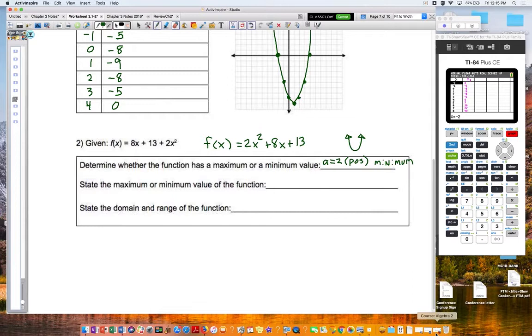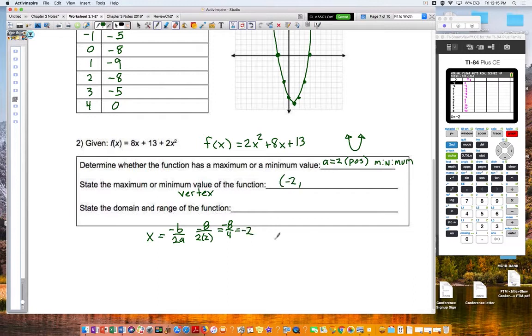So now it says state the maximum or minimum value of that function. Okay, well this minimum or maximum value, in this case minimum value, is the vertex. So we do it exactly like we just did up top. First I'm going to find the x-coordinate of the vertex by going negative b over 2a. So in our case, negative 8 over 2 times 2. So that tells me I get negative 8 over 4, which is negative 2. So now I have the x-coordinate, negative 2.